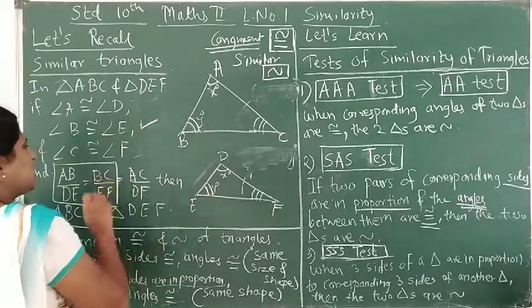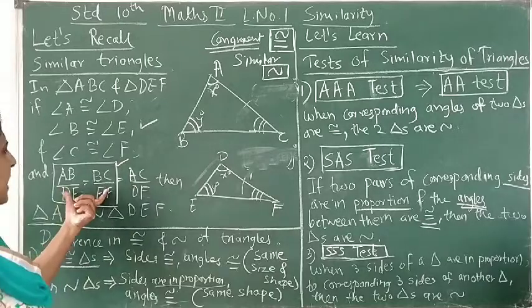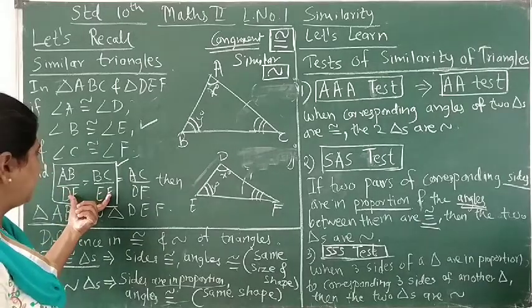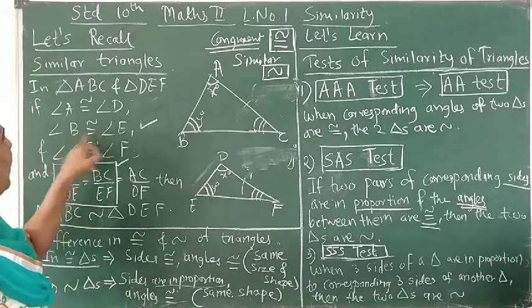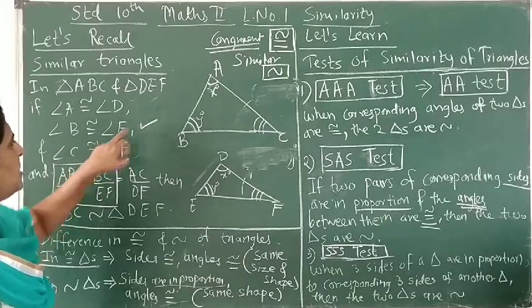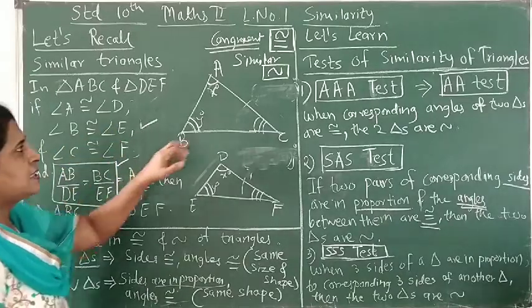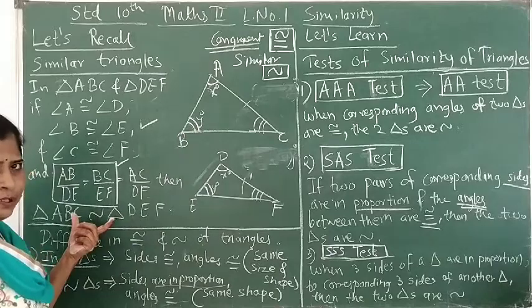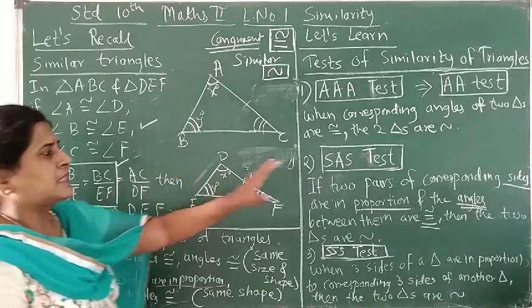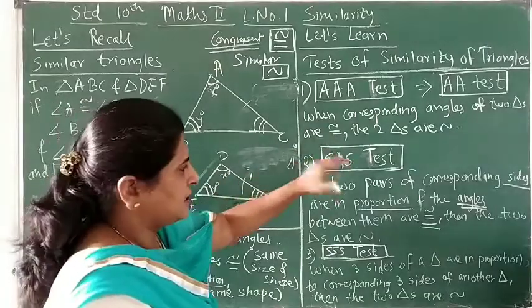If we know this, we know that two pairs of sides are in proportion and the angle between them is congruent. So with only this information, we can say these two triangles are similar. Okay. So this is test number 2, the SAS test.